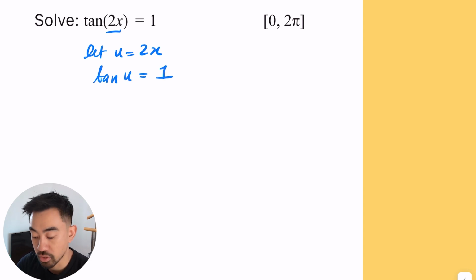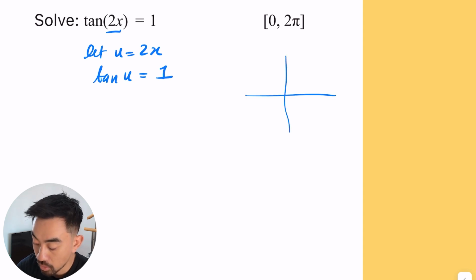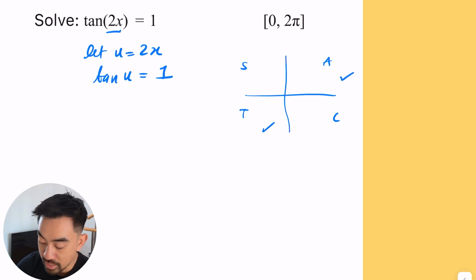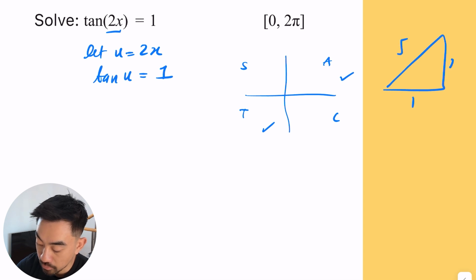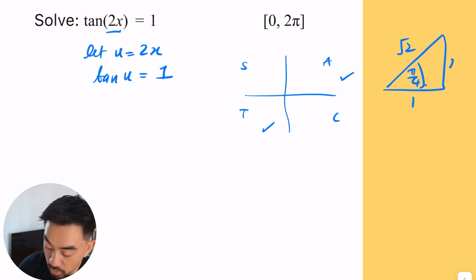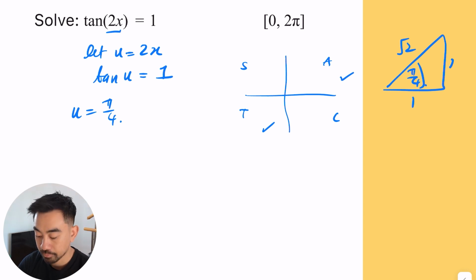Okay, now we're just going to solve as though we're solving for tan u is equal to 1. All stations to central tells us tan is always positive in the first and the third quadrant, okay? So when is tan u equal to 1? Now that comes from your exact value triangles, and you'll find that opposite over adjacent will be pi on 4, so 1 on 1. So therefore u is equal to pi on 4. So let me just put that down first.